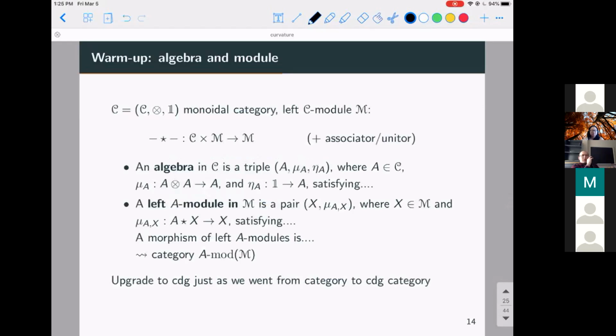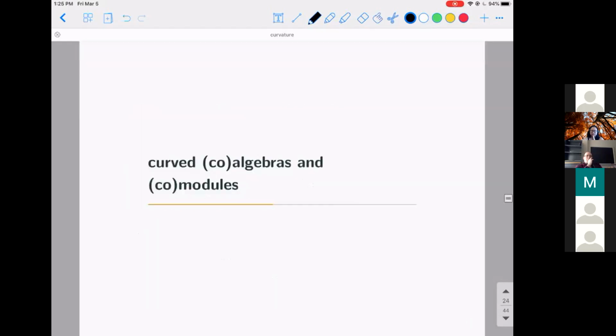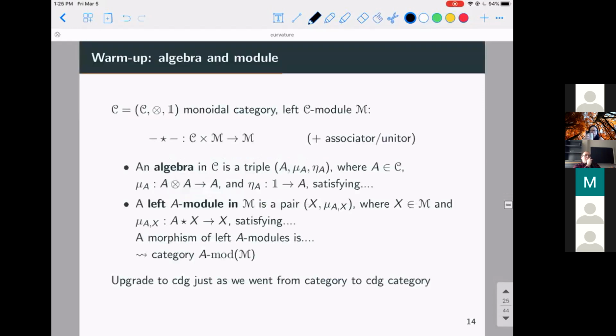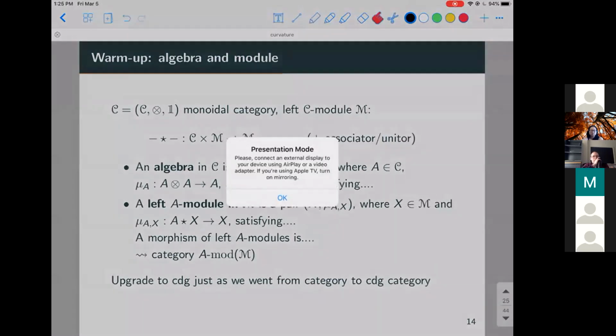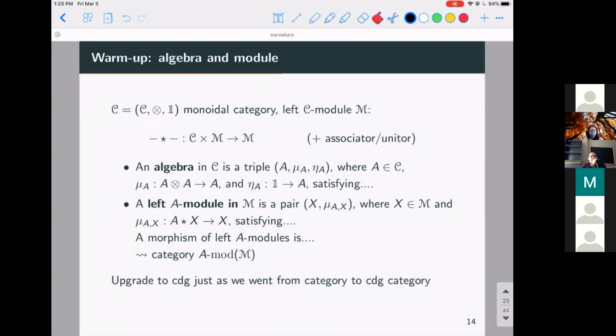Okay, so now I want to do the same thing, but not for a category, but algebras and modules. So here's a warm-up. Let's take a monoidal category C, and let's take a module category over it. Let's call it M. As I was saying before, there's a natural notion of an algebra in a monoidal category and then a module in a module category over this algebra. If my algebra is A, I'm going to write A mod in M for this category of modules. And these are all definitions that I think everyone can write down.